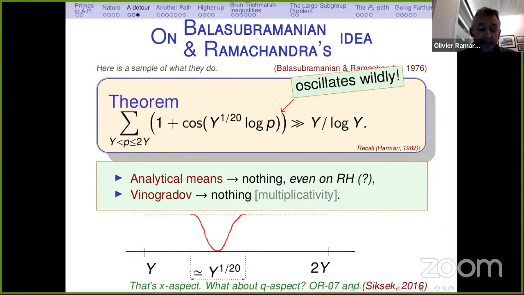So what I want you to understand is that the Brun-Titchmarsh theorem tells you that the primes cannot accumulate. I mean, they are spread in some manner.